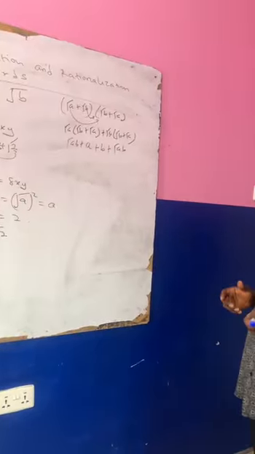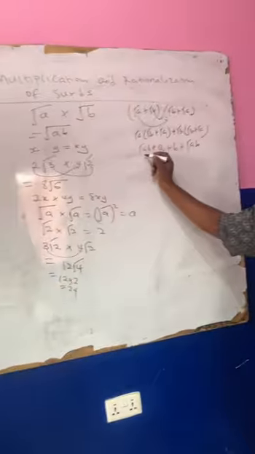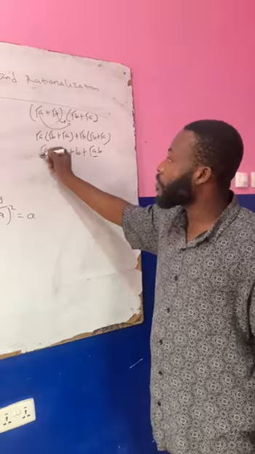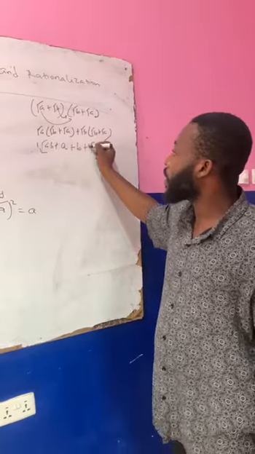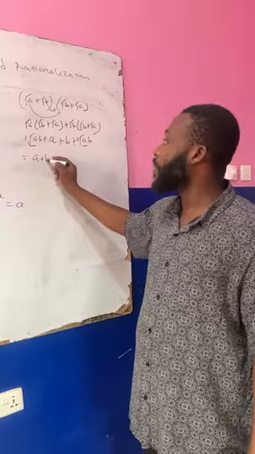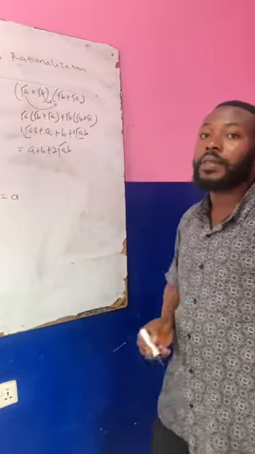Remember in our previous video, in addition and subtraction, we said that we can add surds if the radicals are the same. And here you see the coefficient here is 1, the coefficient here is 1. So we can have a plus b plus 2 root ab.